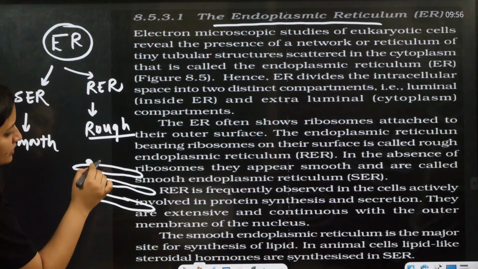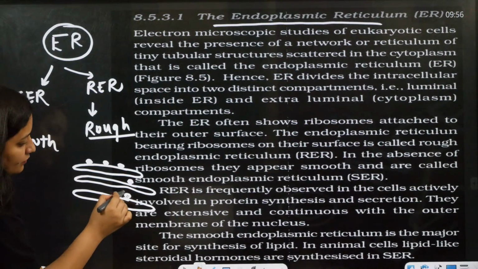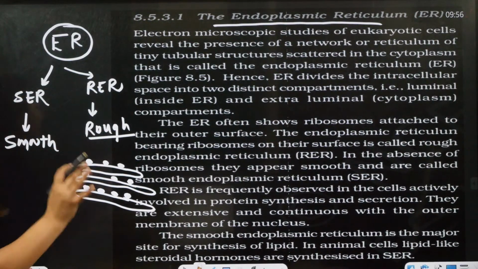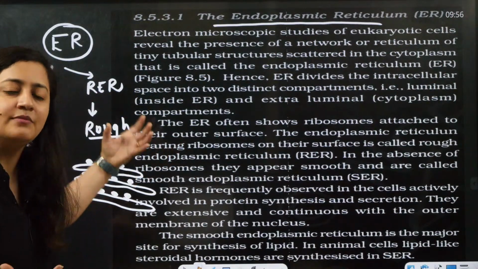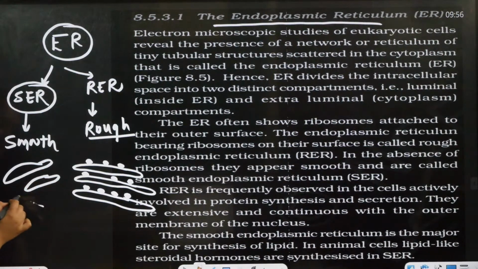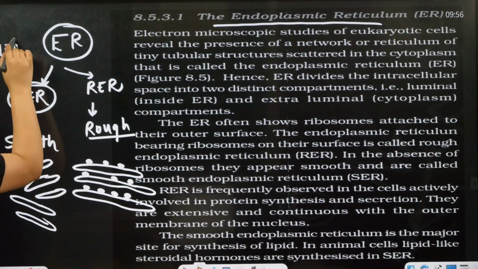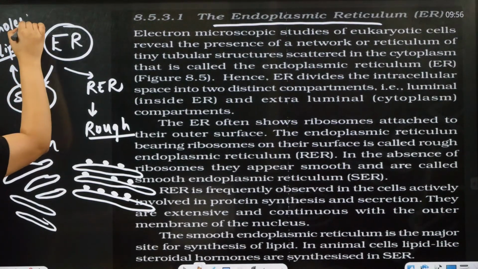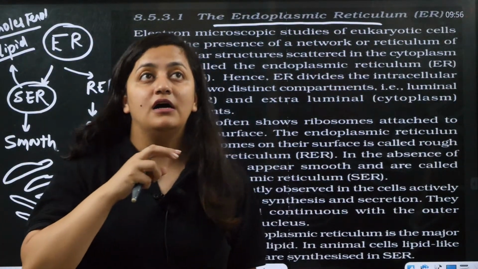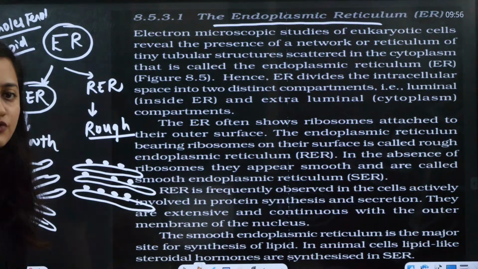When it comes to the rough endoplasmic reticulum, its surface is rough because it has ribosomes over it. Obviously, because ribosomes are the protein factory, the rough endoplasmic reticulum is going to form the proteins. And the smooth endoplasmic reticulum has a smooth surface. It does not have ribosomes over its surface. So it mainly plays a role in the synthesis of lipids. It helps in the formation of lipids, in cholesterol formation. It even helps in the formation of steroidal hormones. This is what you need to remember.